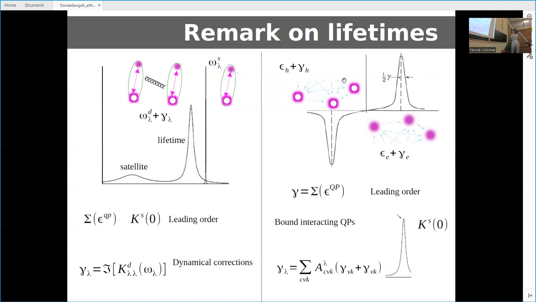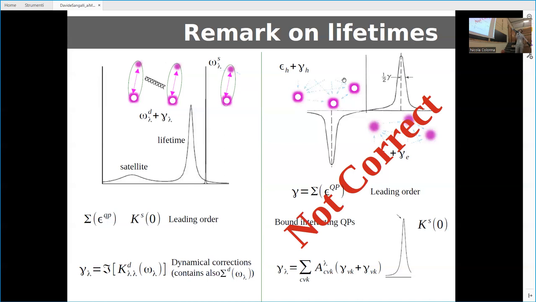So this idea was used in the literature. One of the first attempts to get a quasiparticle lifetime was in this direction. But it is not correct, and it is not correct for, let's say, two reasons.